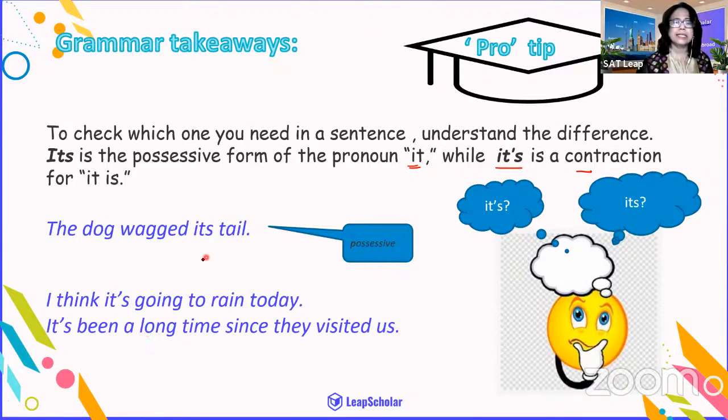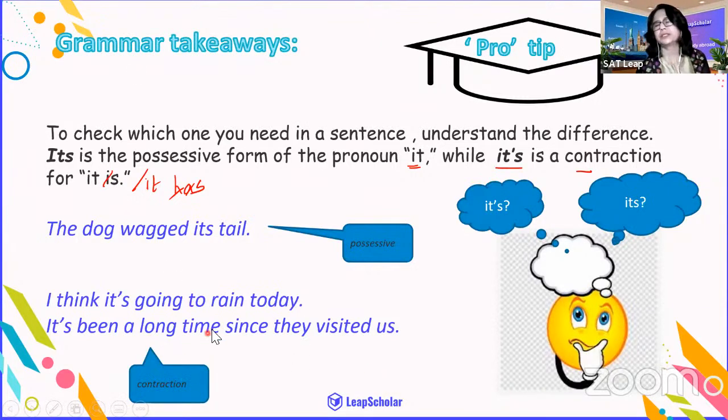Now here, it's going to rain today. It's been a long time since they visited us. So it's can stand for it is or it has. Because we are contracting or shortening, we are removing some letters, we put an apostrophe there, right? Okay, so these are contractions. Did you understand? Someone asked me a question, what is possessive form? Can I go on? Okay, thank you. So this I just added as an extra pro tip because some students have this confusion. Many of you may know it, but some of you may not.